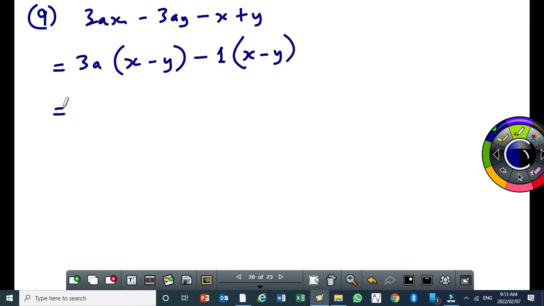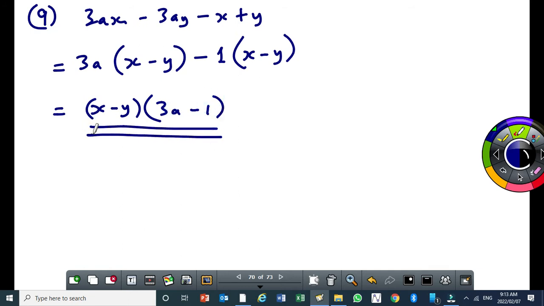So this becomes, now we are going back to factorizing by a common factor, so this will be x minus y times 3a minus 1. So I factorized that expression completely. It's not very complicated. Factorization by a common factor and by grouping 2. So I cannot treat you like you haven't done this before.